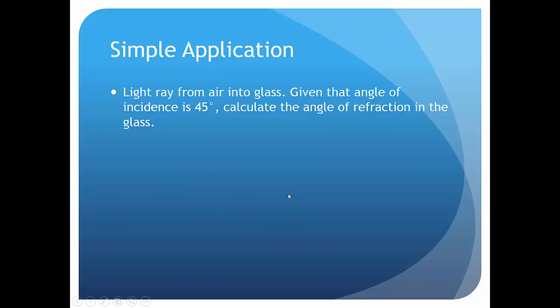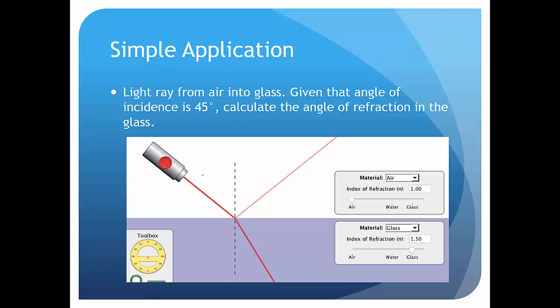A simple application: a light ray goes from air into glass, and given that the angle of incidence is 45 degrees, calculate the angle of refraction in the glass. So this is the practical format. This is 45, and this one is the refraction. So always first identify which one is medium 1 and medium 2. Again, remember we have told you that the incident ray is associated with medium 1, and the refracted ray is associated with medium 2. And once you have that, then it is actually quite easy.